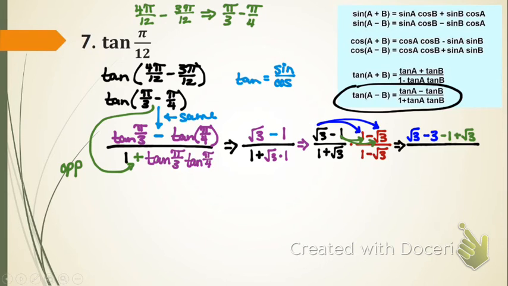over, and now I have to double distribute down here as well. I do 1 times 1, which is 1. 1 times negative radical 3, so minus radical 3. Radical 3 times 1, so plus radical 3. Radical 3 times negative radical 3, so minus 3. Let's clean this up.